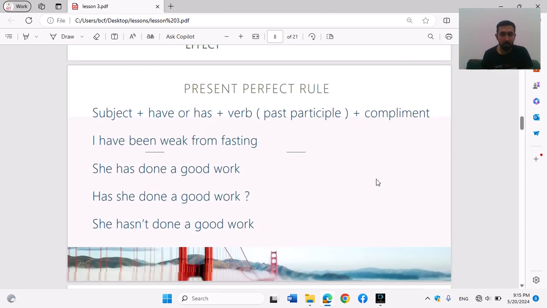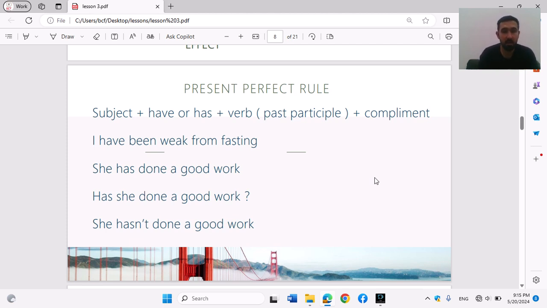Look, the rule for present perfect is subject, have or has, verb, past participle. Look, this takes the third form of the irregular verbs, okay? Look, I have been weak from fasting. It means it's something that happened before, but the effect continues. I'm still weak.